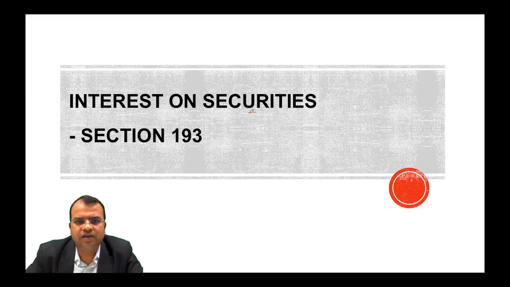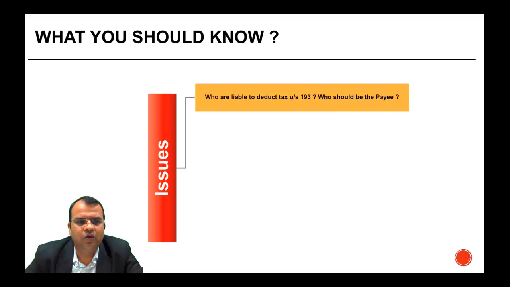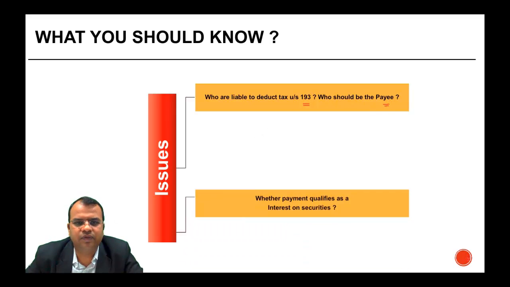Interest on securities, Section 193. Now, any interest that is paid on securities is covered for tax deduction under Section 193. So what we should learn as a part of this particular section is who all are liable to deduct tax under 193 and who should be the payee, who should be the recipient of income.